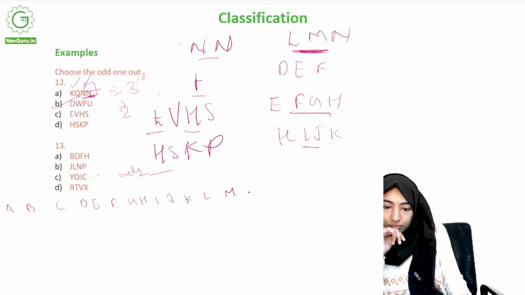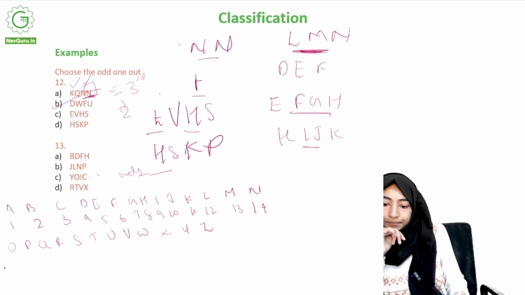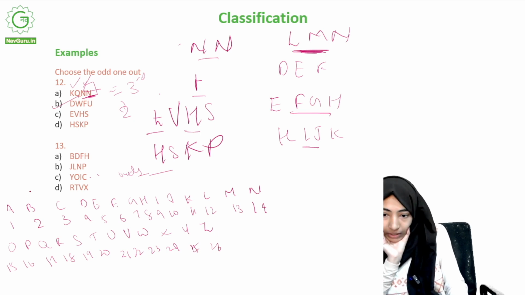And O P Q R S T U V W X Y Z. Okay, so just write this, 1, 2, 11, 12, 13, 14, 23, 24, 25, 26. Okay, so now see B D F H.